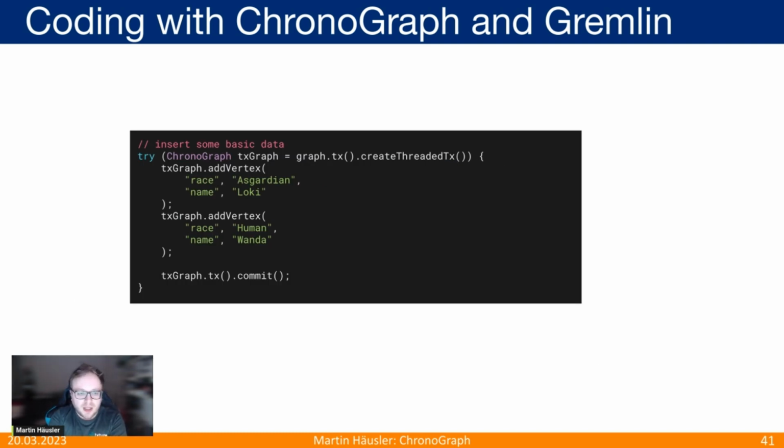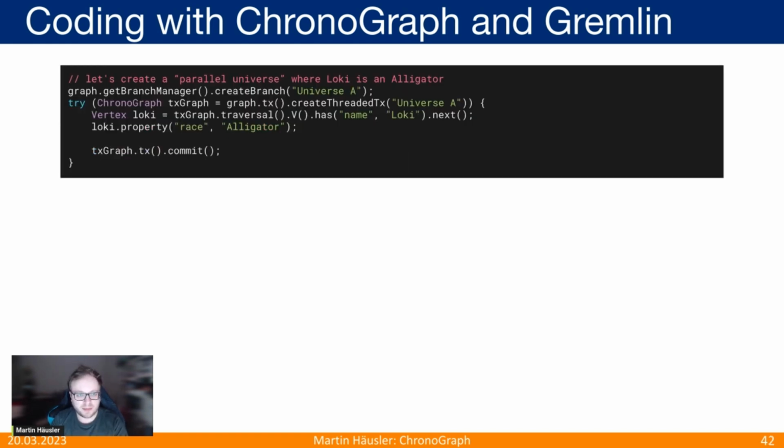So let's add some data, and now it's getting a little bit funky because we're now entering the realm of branching. I'm going to explain on the fly what this is. I hope there are some Marvel fans among you. So we start with our basic first commit, with our basic first branch. And we are going to insert a vertex for Loki, who is an Asgardian, and for Wanda, who is a human. All right. Then we commit that.